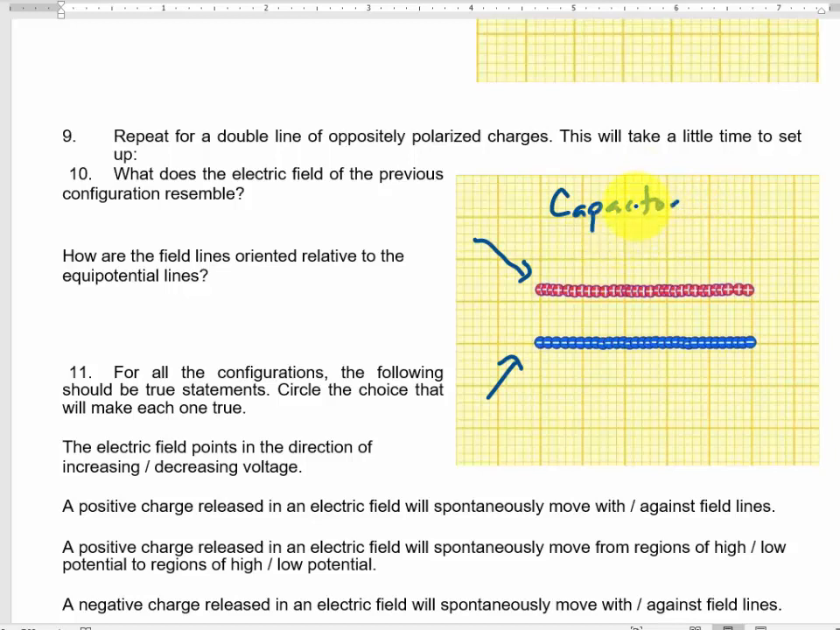super, super important. There we go. Now I fixed it.